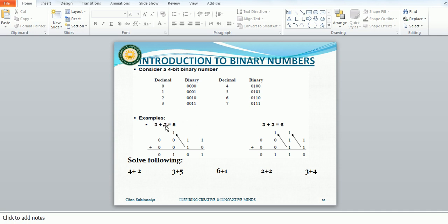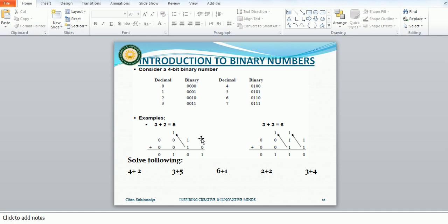If you have 3 plus 2, for example, how do you do this in binary? 3 in binary is 0011. 2 in binary is 0010. If you add these, 1 plus 0 is 1. 1 plus 1 is 2, which is 0 with remainder 1. Then 1 plus 0 is 1, and 0 plus 0 is 0. So the total will be 0101, and this in binary is 5.